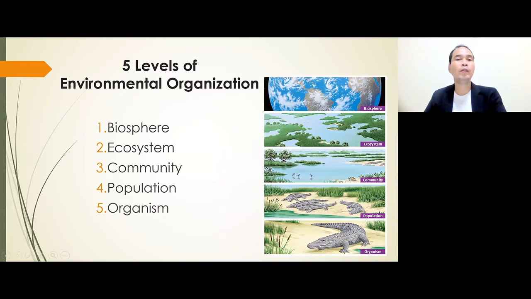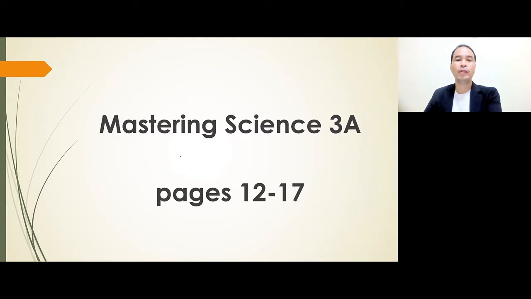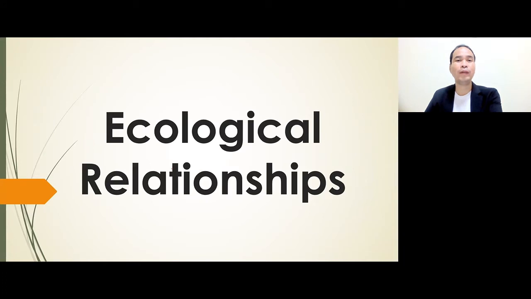In the last video, we learned about the 5 levels of environmental organization: biosphere, ecosystem, community, population, and lastly, organism. Before we start, I want you to prepare your book, your Mastery Science 3A. For further information, you can read pages 12 until 17. Are you ready? If yes, here we go.